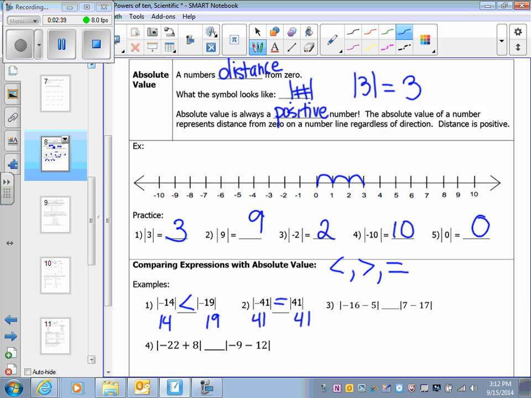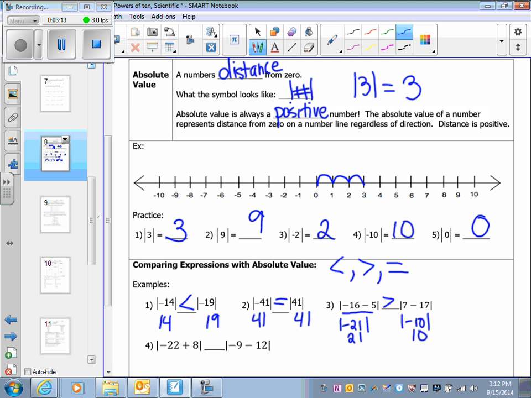Okay? For this one, I'm actually going to have to do negative 16 minus 5. So negative 16 minus 5 is negative 21, and 7 minus 17 is negative 10. Okay? And so now the next thing I would want to do is find the absolute value of negative 21, which is 21. And I would want to find the absolute value of negative 10, which is 10. And therefore 21 is greater than 10. So again, you actually have to simplify what's in the absolute value first. It kind of works like parentheses in PEMDAS.